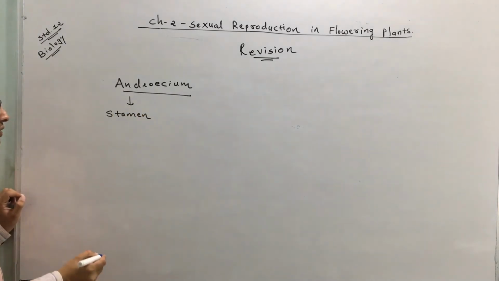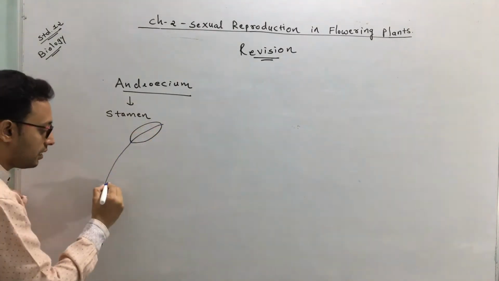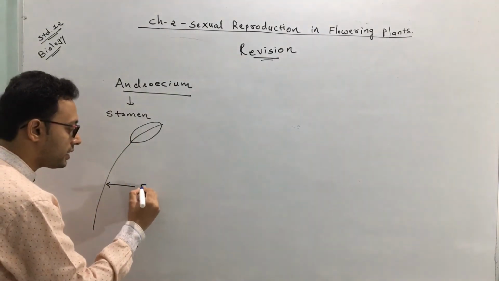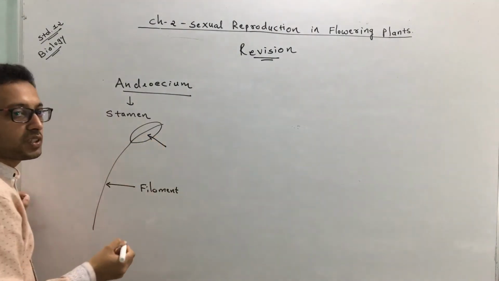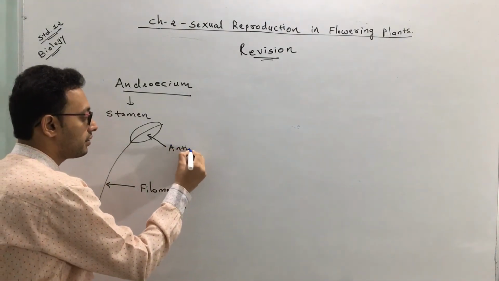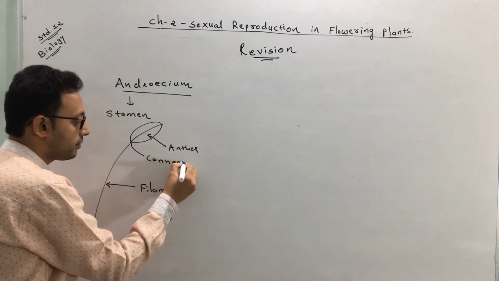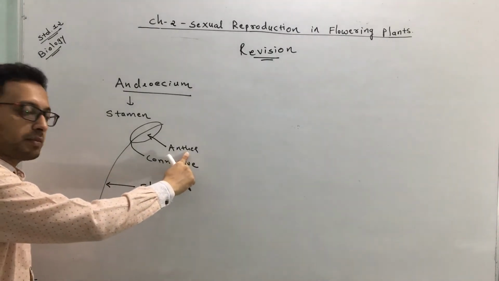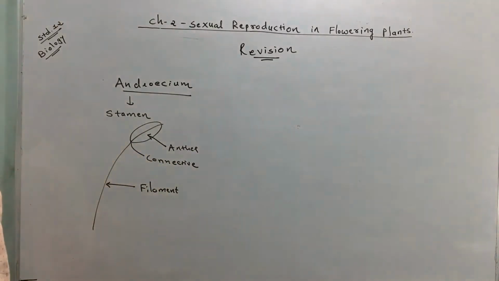Now what are the parts of a stamen? Stamen mainly consists of 2 parts. First, a long, slender stalk-like portion, which is called filament. Second, this portion, which is usually bilobed and present at the terminal end, is called anther. The anther and filament are connected by the connective. So a stamen consists of 2 parts: anther, which is bilobed and present at the terminal end, and filament, a long, slender stalk-like structure, connected by the connective.